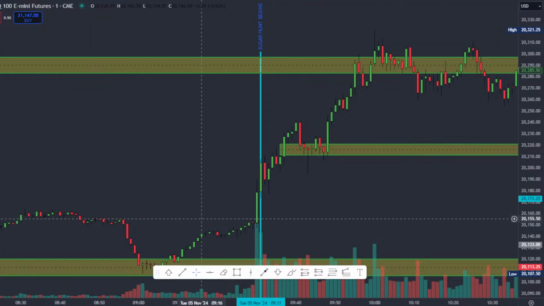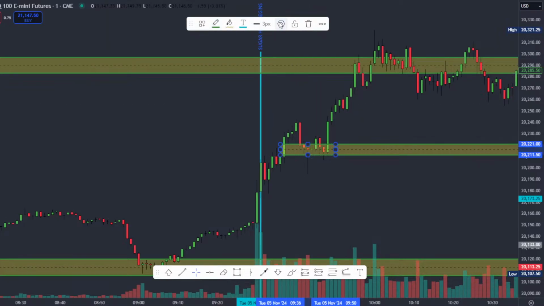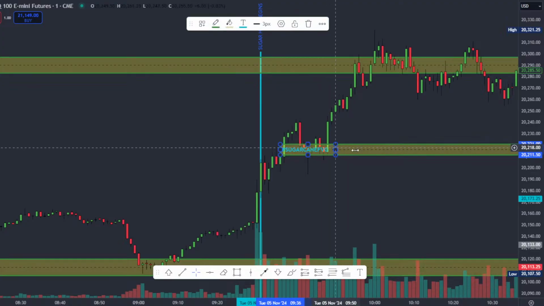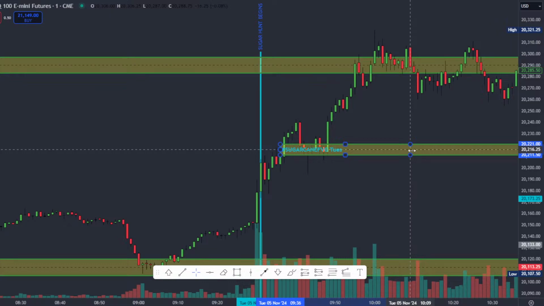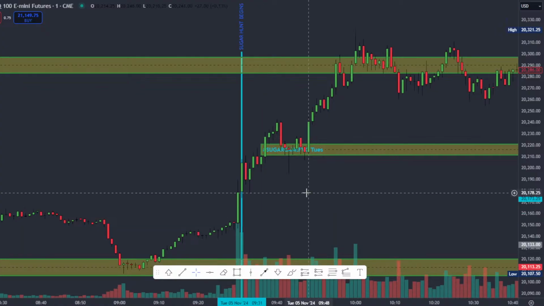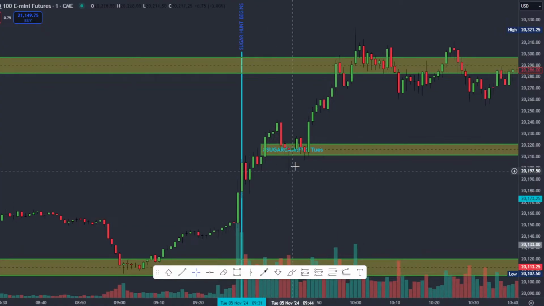A little customization. You could customize even these sugar cane fair value gaps too, right? So like that. And then I kind of make it smaller, and then I could see exactly what day it's from inside. Nice and neat, nice and neat.